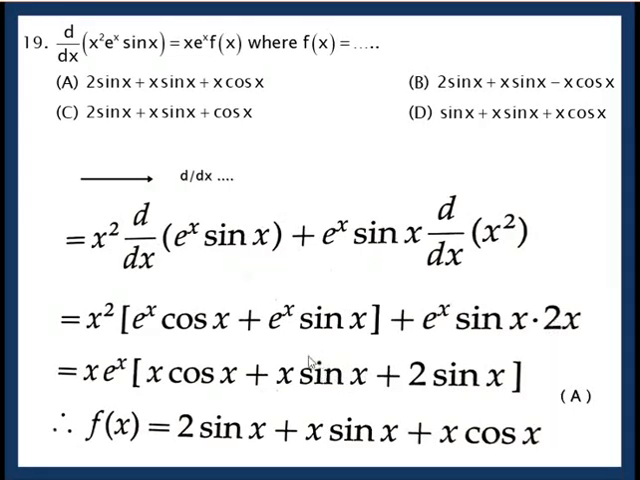Now observe this step. In fact, I have omitted one step. You should be able to read between lines. From this, I have taken x e raised to x common. So 1x goes in the bracket. So in bracket, I get x cos x plus x sin x plus 2 sin x. So effectively, what is f of x? 2 sin x plus x sin x plus x cos x, because they have taken x e raised to x in the answer. So f(x) must be this. So the correct option is A, Ahmedabad.